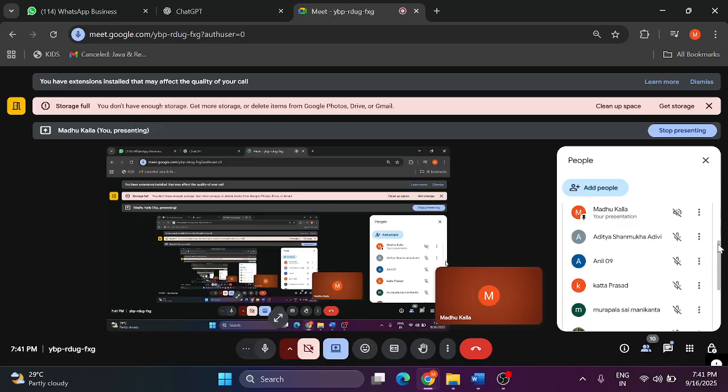Shanmukha, you tell me what translator we have used or we need to use to convert Java code into machine code. Assembler. Haven't you gone through the document?